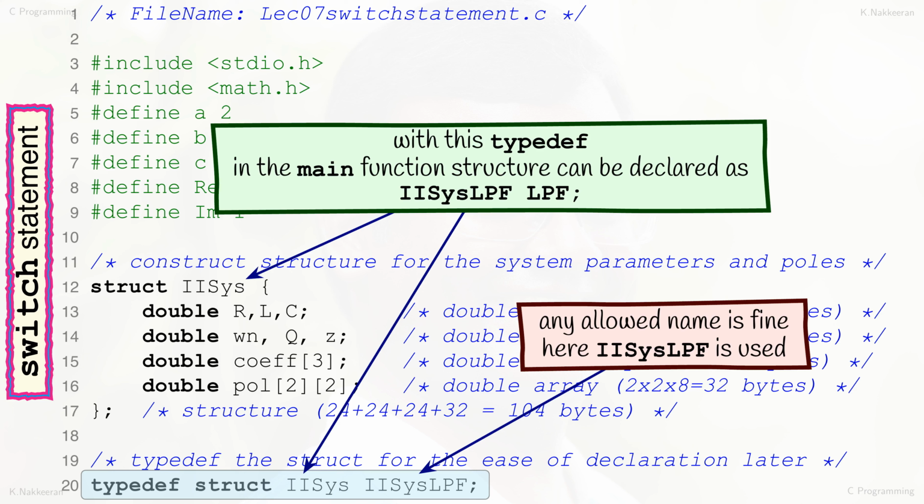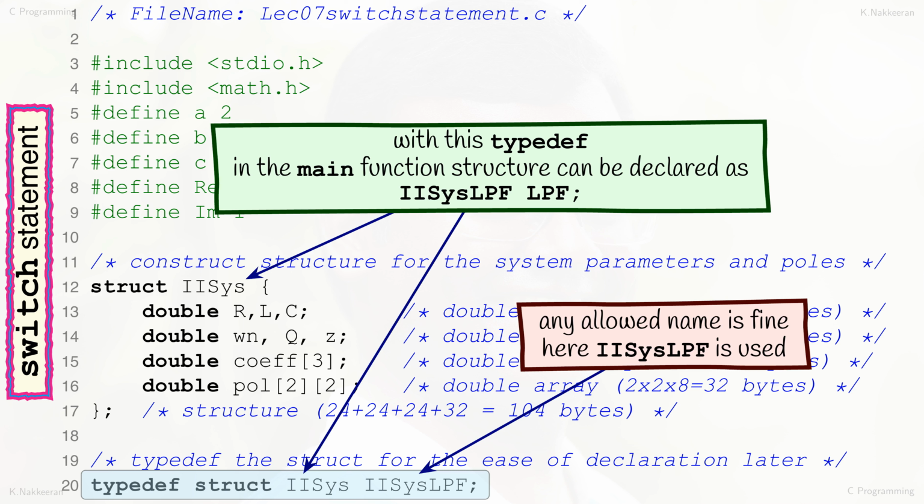In C programming language, a feature is available to make type definition to simplify the way tailor-made definitions are used for declaration of different types of quantities. In line 20, typedef, which is the type definition, is written to create a shortcut for the structure IISIS declaration as a single tailor-made keyword named IISIS LPF. We can use any allowed keyword as the name for the typedef. Here we used IISIS LPF as it is for the low-pass filter second-order system.